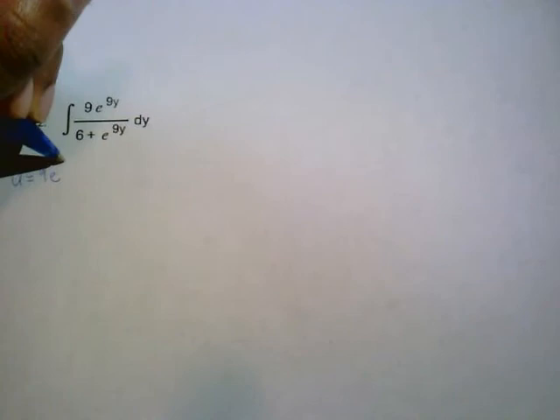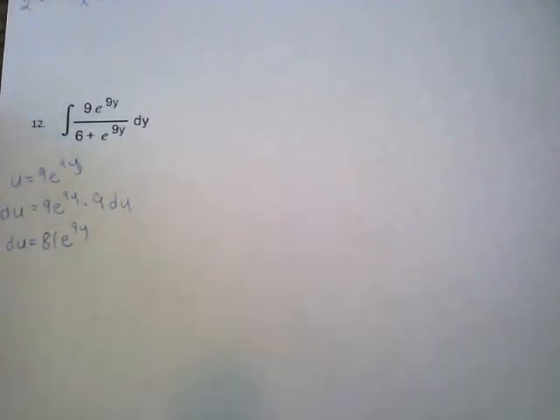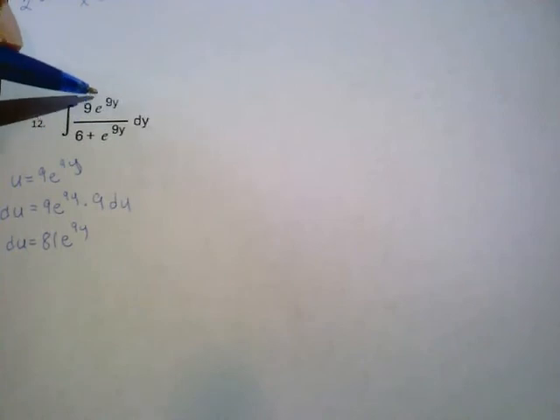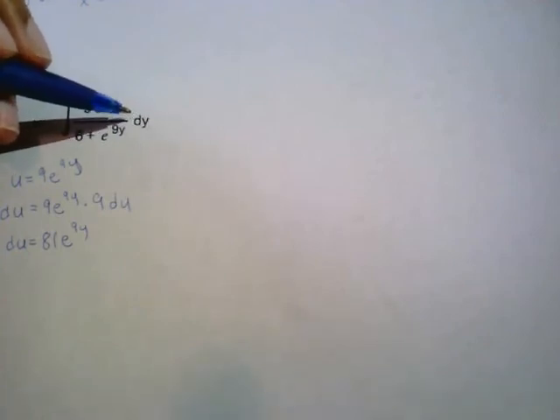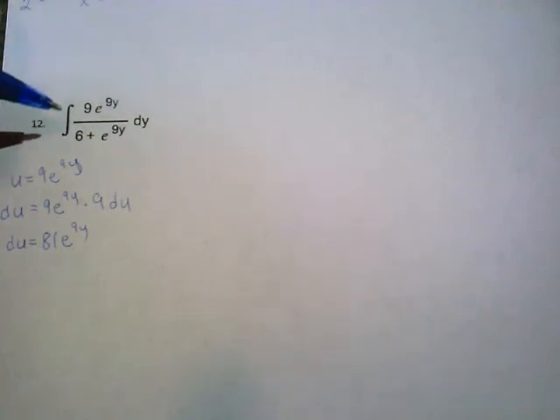That will be 9e to the 9y. So then du will be 9e to the 9y times 9. So du in this case will be 81e to the 9y, if we let u equal 9e to the 9y. So then we would have u here, we'd have a dy here, but we still can't easily see how we would get rid of the e to the 9y.